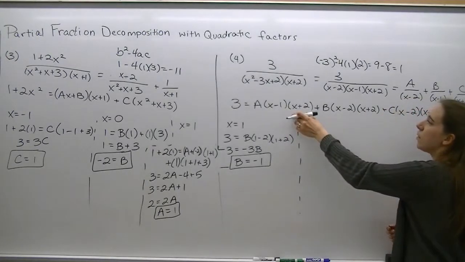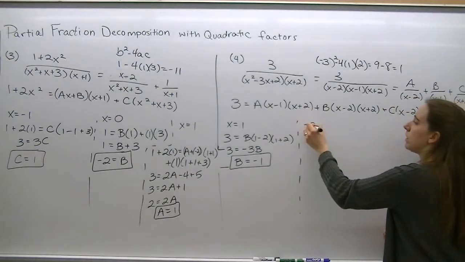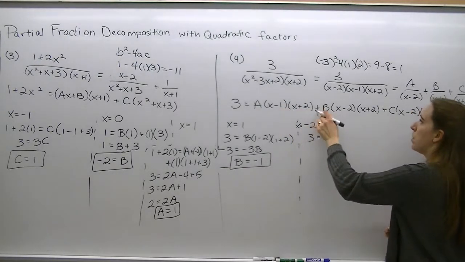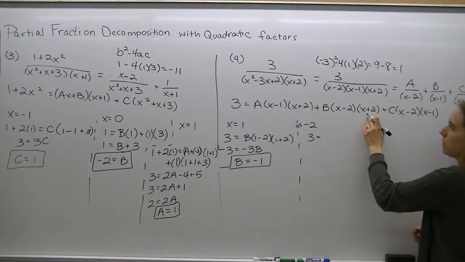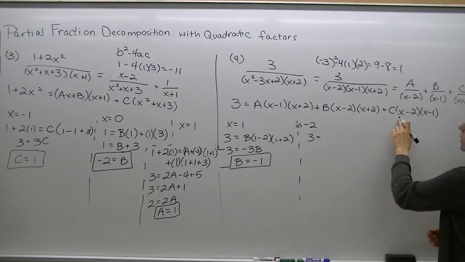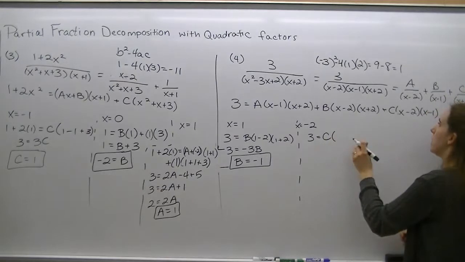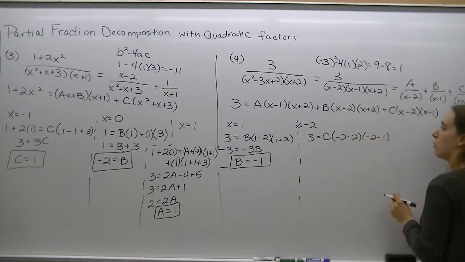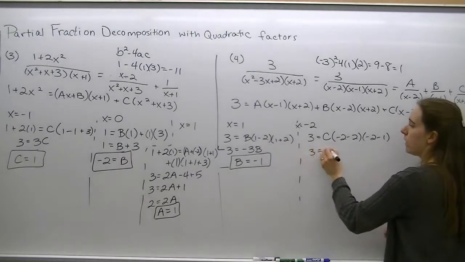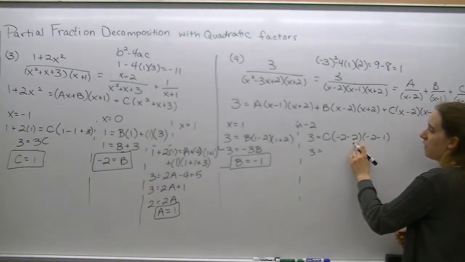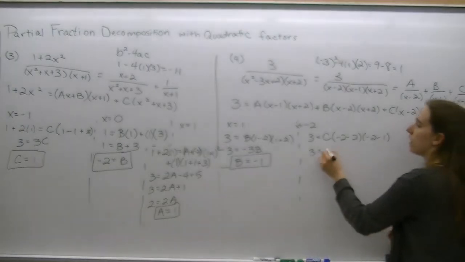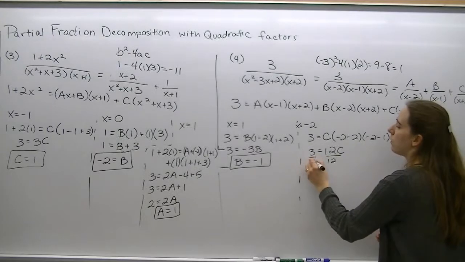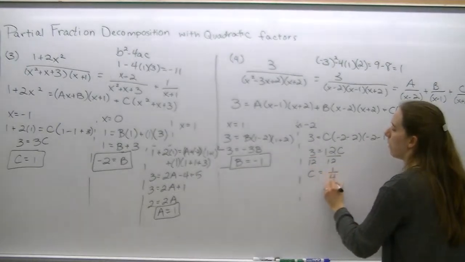If I let x equal -2, this term is going to be 0. So I get 3, this term will be 0, this term again will be 0. So then I have c times -2 minus 2 times negative 2 minus 1. So this term will be negative 4 times negative 3. So that'll be positive 12 times c. When I divide by 12, c is actually going to be 1/4.